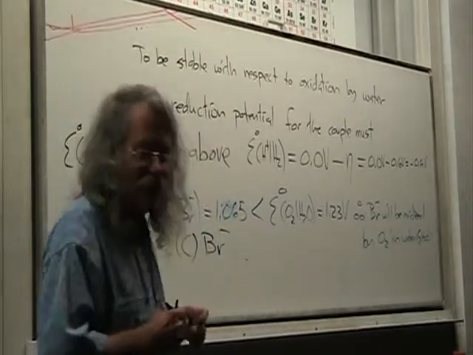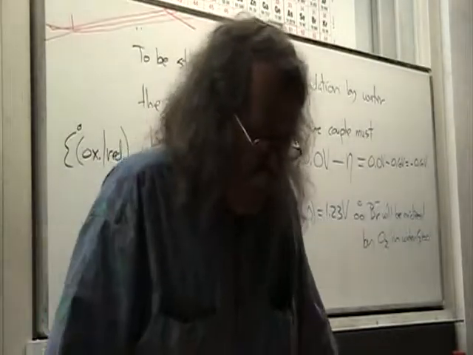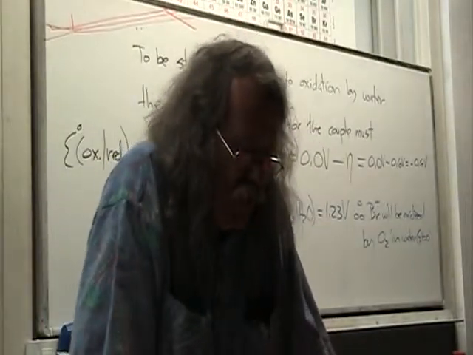Now we're going on to D, which is hydrogen will be produced at the cathode.